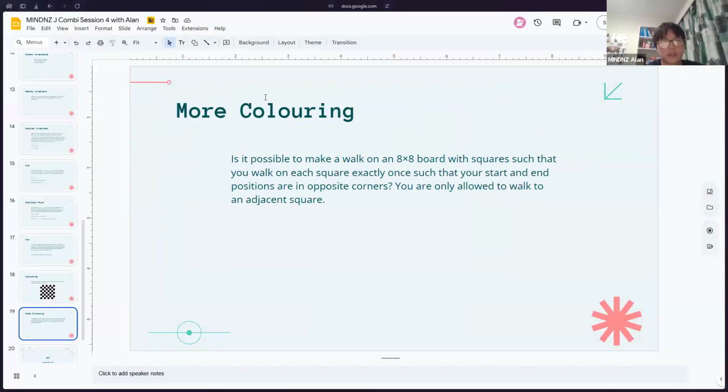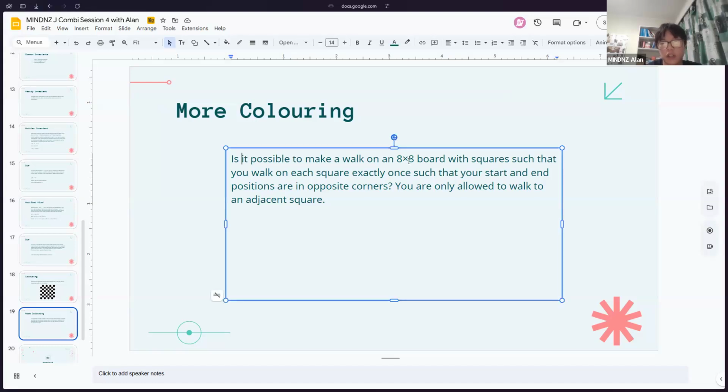So now we're up to more coloring invariants. Is it possible to make a walk along an 8x8 board with squares such that you walk on exactly each square exactly once, such that your start and end positions are in opposite corners? You are only allowed to walk to an adjacent square each move. Can you tell me your answer? Just say yes or no.